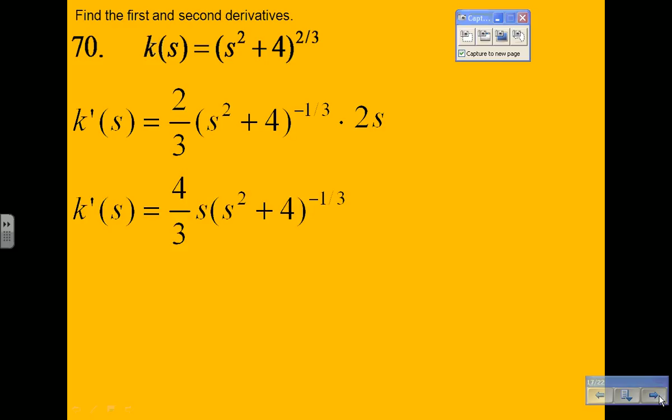And now I can take the derivative of the first expression, 4/3 s. Riz, what's the derivative of 4/3 s? The derivative of the inside? If you don't get it right, I'll call on Elizabeth. The 2/3 times the 2s makes 4/3 s. All right. Yeah, the derivative of 4/3 s is just 4/3. So I take 4/3 times the second function, s squared plus 4 to the negative 1/3.